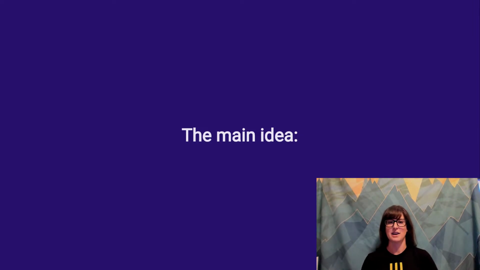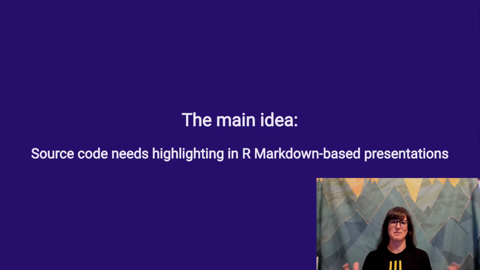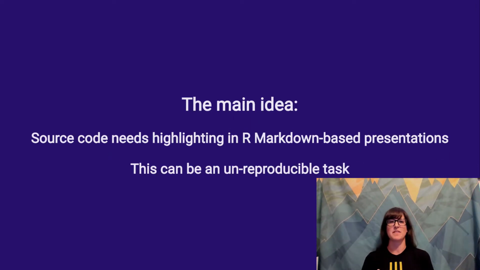So here's the idea of this package. Basically, sometimes when you are making an R Markdown report or presentation, you have your source code being displayed, and you want to do some kind of highlighting to it. And the problem with this is, if you do this the old-fashioned way, it's very unreproducible. So tell me if you've ever done something like this, if this is relatable to you.